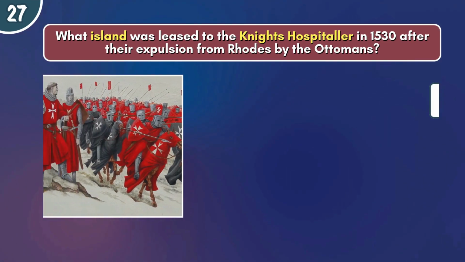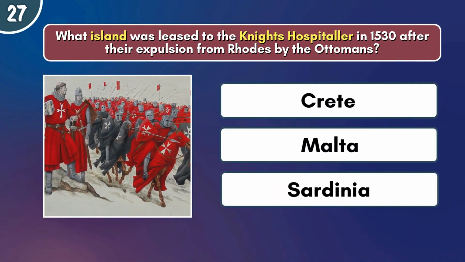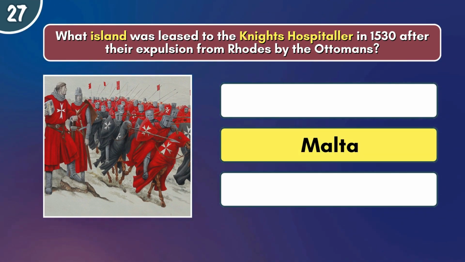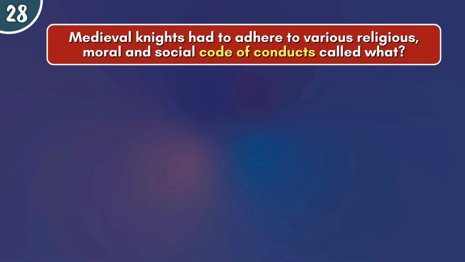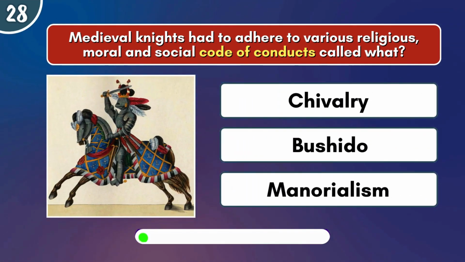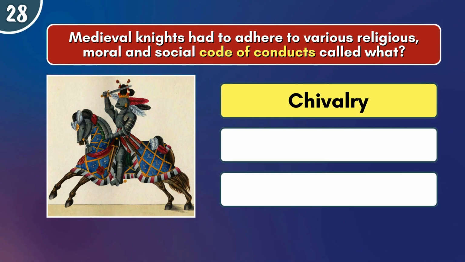What island was leased to the Knights Hospitaller in 1530 after their expulsion from Rhodes by the Ottomans? Crete, Malta, or Sardinia? It's Malta. Medieval knights had to adhere to various religious, moral, and social codes of conduct called what? Chivalry, Bushido, or manorialism? It's chivalry.